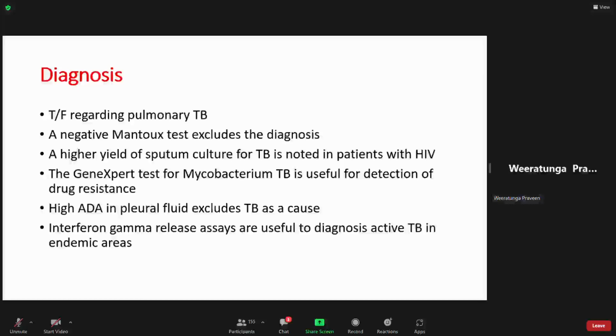Cultures take longer, but the liquid cultures take 2 weeks. Lowenstein-Jensen takes about 4 to 6 weeks. Now we have a better test in our arsenal, in our diagnostic box, which is the GeneXpert, which is a PCR-based technique with which you can diagnose TB, and it also tests for drug-resistant genes in the organism. Right? So it tests for isoniazid and rifampicin-resistant genes also, which is an added advantage. So the GeneXpert test for Mycobacterium TB is useful for assessment of drug resistance as well as for diagnosis.